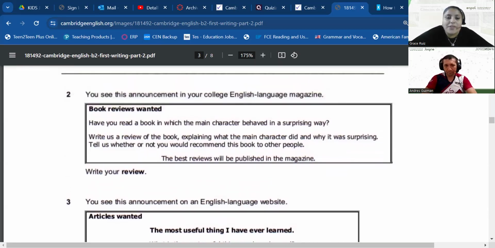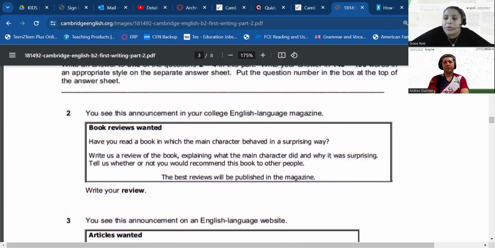So in here we have an option of choosing a book review, and it says, you see this announcement in your college English language magazine. If it's going to be in a magazine, you already know that it's not going to be completely formal, because it's not appealing to write a very formal piece of writing in a magazine. Then it's probably going to be something more informal. So in this case, a book review usually is more informal than a report.